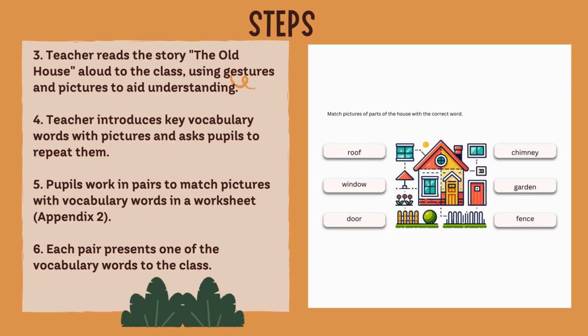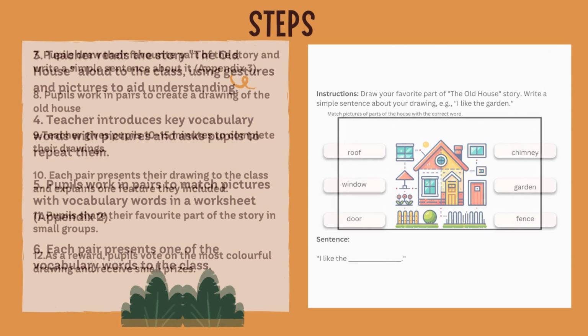Next, the teacher will read the story The Old House aloud using gestures and pictures to add understanding. Teacher will introduce key vocabulary words with pictures and ask pupils to repeat them. Pupils work in pairs to match pictures with vocabulary words in a worksheet, and each pair will present one of the vocabulary words to the class.